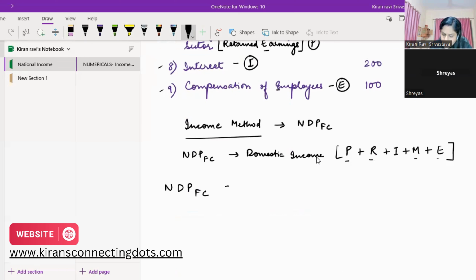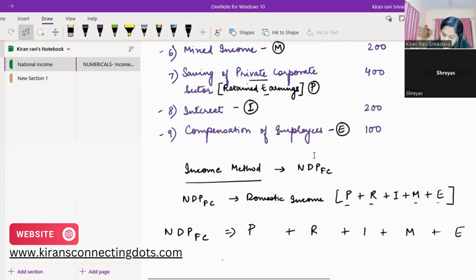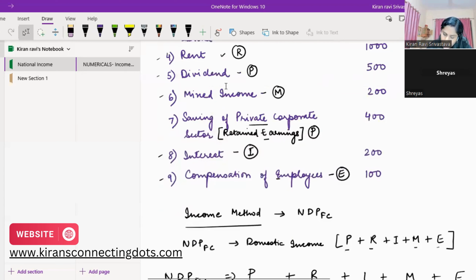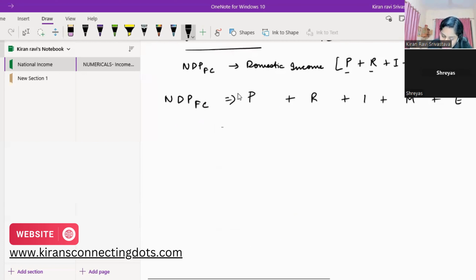NDPFC is equal to P plus R plus I plus M plus E. सो हमारे प्रॉफिट्स में क्या क्या दिया हुआ है? दो चीजें दी हुई हैं. डिविडेंड दिया हुआ है और रिटेन्ड अर्निंग दिया हुआ है. सो डिविडेंड इज हाउ मच? 500. Dividend is given 500. And then retained earning is given as 400. सो हमें मिल गया पी में 500 plus 400, 900. ये है डिविडेंड और ये है रिटेन्ड अर्निंग्स का.